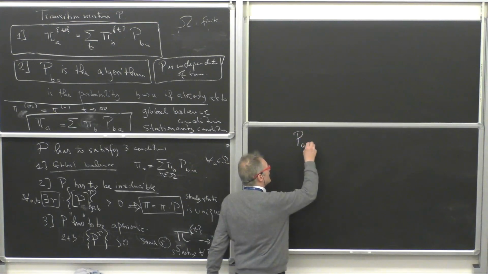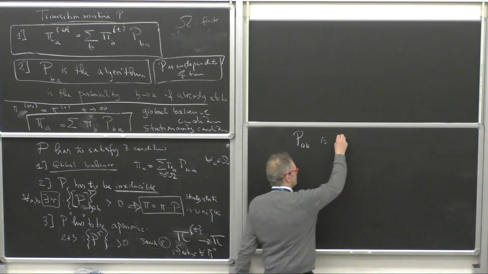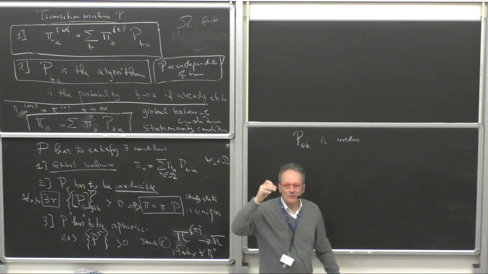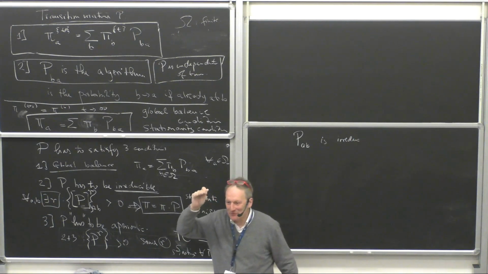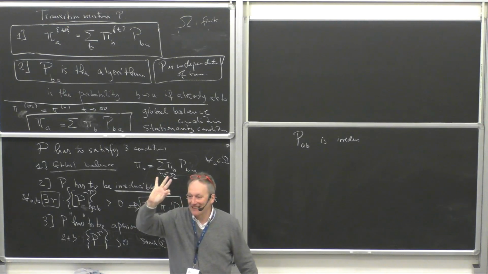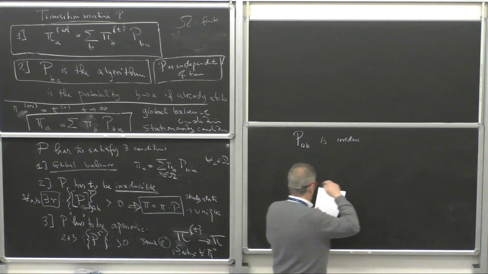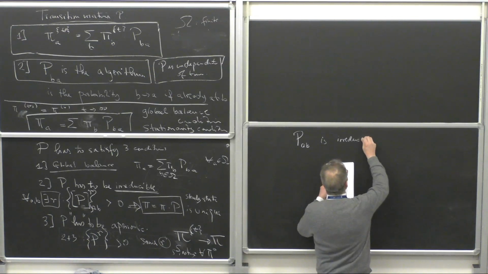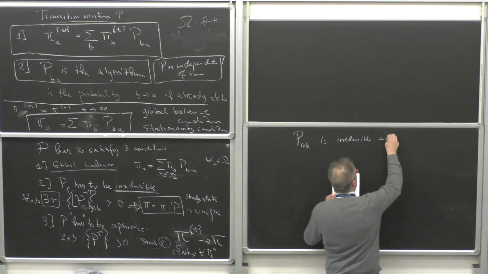P_AB is irreducible. Okay, for those who come here because they wanted to have algorithms, I will tell you we have 4 fantastic algorithms a little later, but you have to wait, and you take your mal en patience, as we say in French. Irreducible and aperiodic.